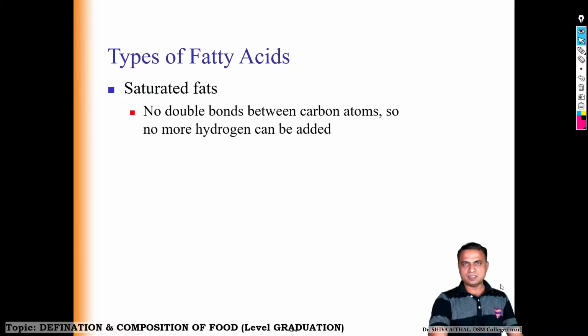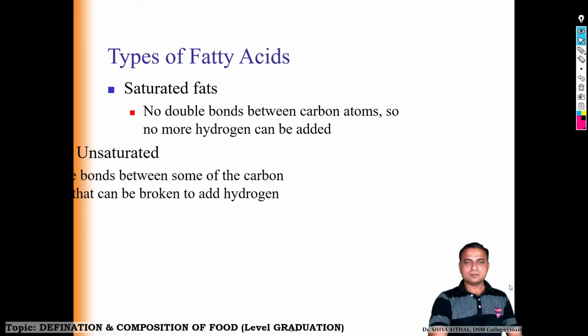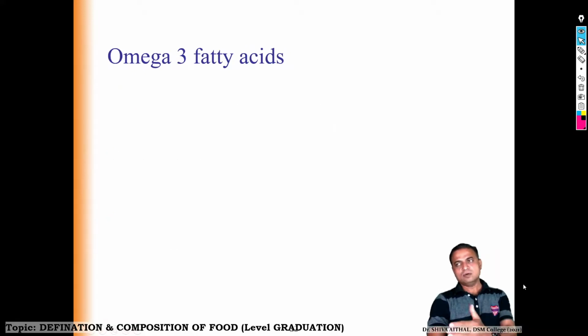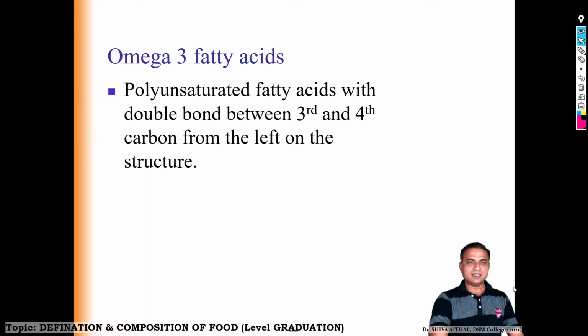Various types of fatty acids are present as a composition of the food: saturated fats, unsaturated fats, monounsaturated fats. These are some of the types of fats which are present in the food and can be utilized by microorganisms, and when we talk about the quality of food, can be utilized by your body to become a component of your system. Omega-3 fatty acids are one of the types of fats.